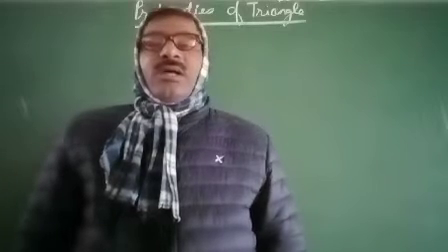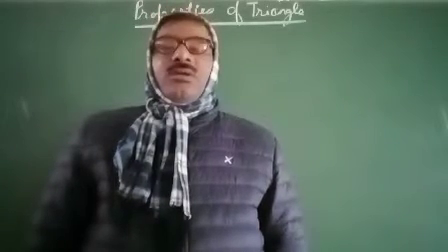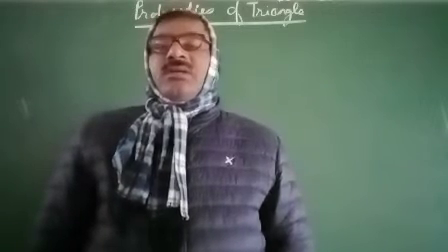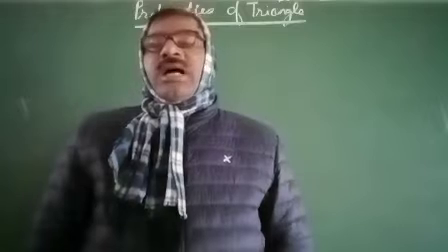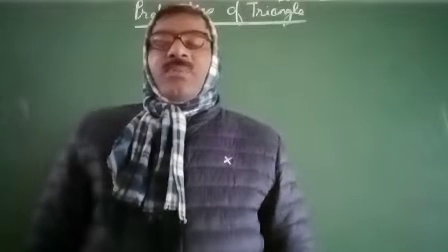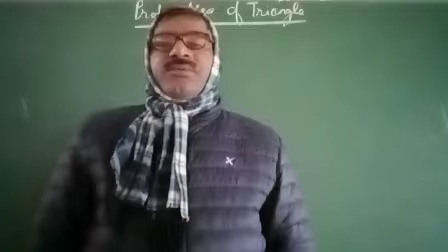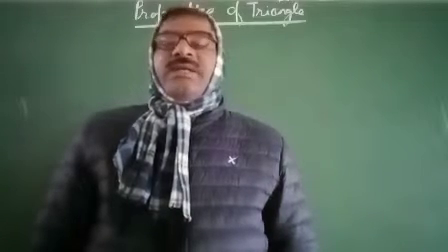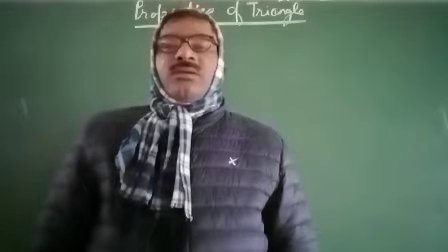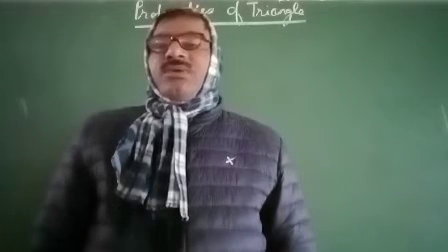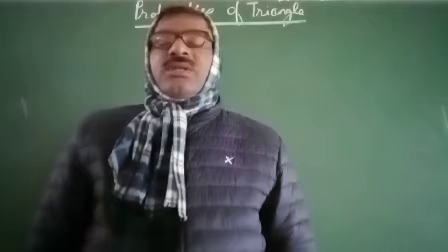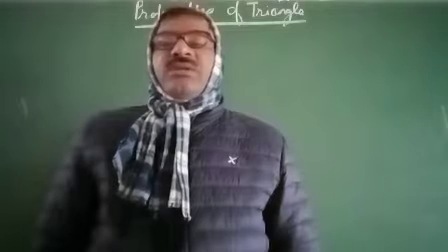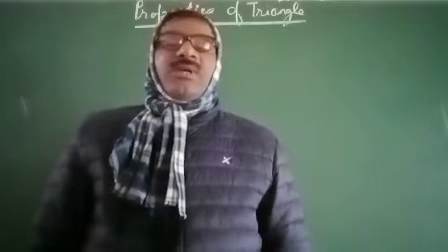Dear students, as you know, the statement of Pythagoras theorem is: in any right angle triangle, hypotenuse square equals perpendicular square plus base square. And the converse of Pythagoras theorem is: if in any triangle the square of the longest side equals the sum of the squares of the other two sides, then the triangle must be a right angle triangle. This is the converse of Pythagoras theorem.